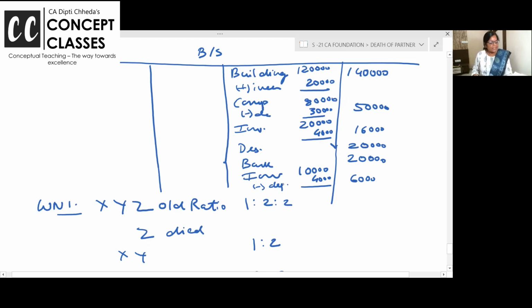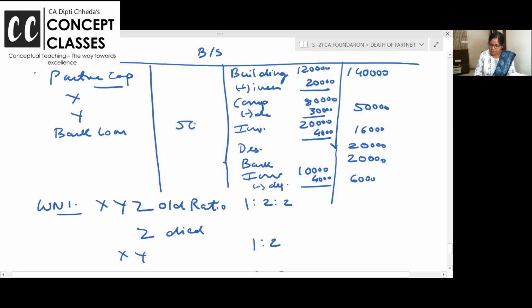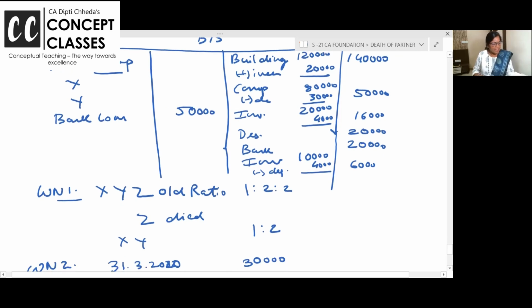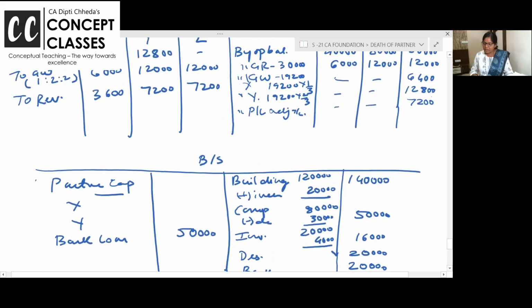Okay. Is there a change in the partners' capital accounts? No. So the remaining partners' capital accounts we'll write. We have not closed yet, but since we are making a balance sheet, write X and Y. Reserves we have already given. Bank loan is as it is, no change. Reserves we have done. But that's all. Okay, let us close now.